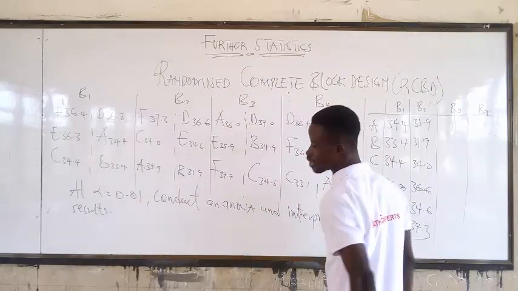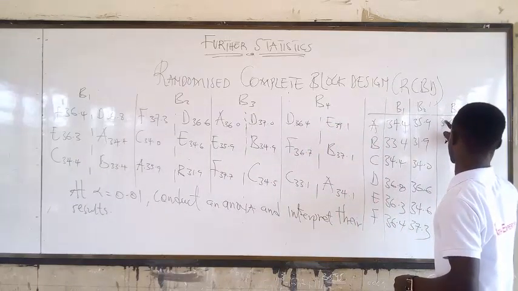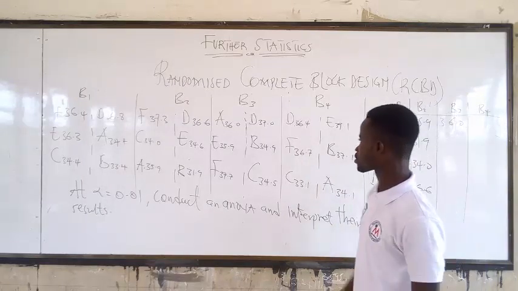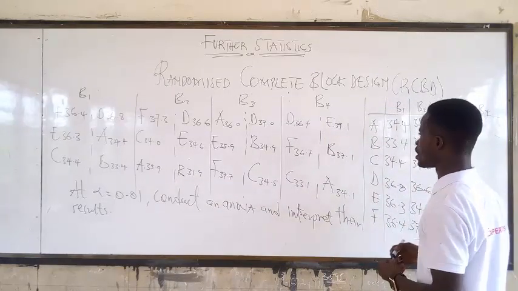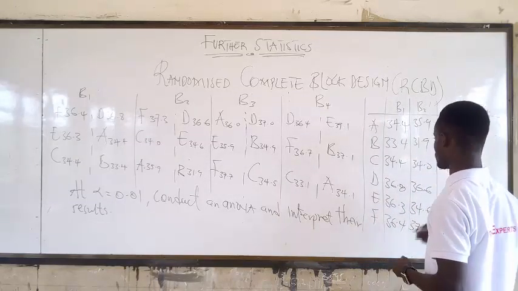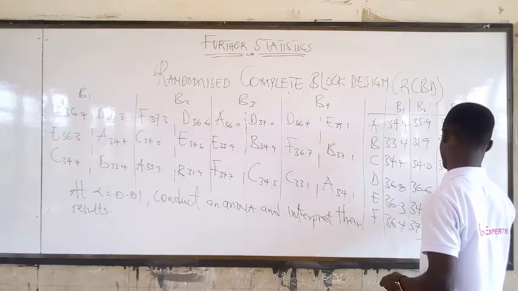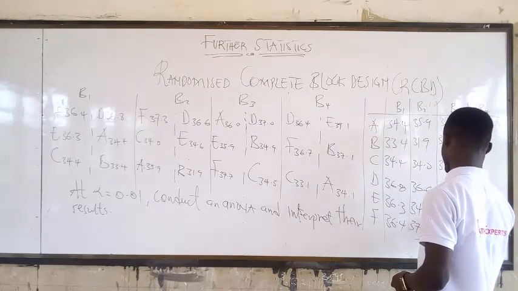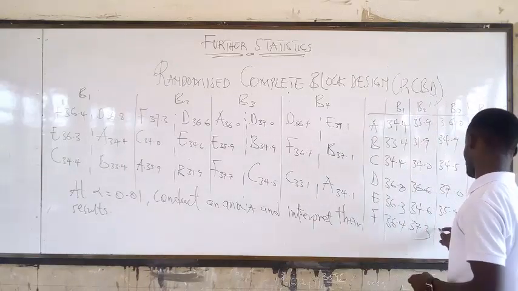So when you come, you check. The A is 36.0. The B is 34.9. The C is 34.5. The D is 37.0. The E is 35.9. The F is 37.7.